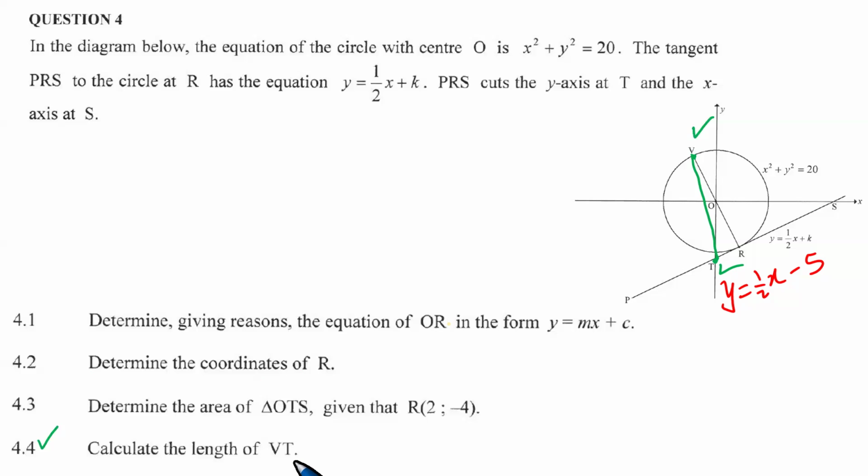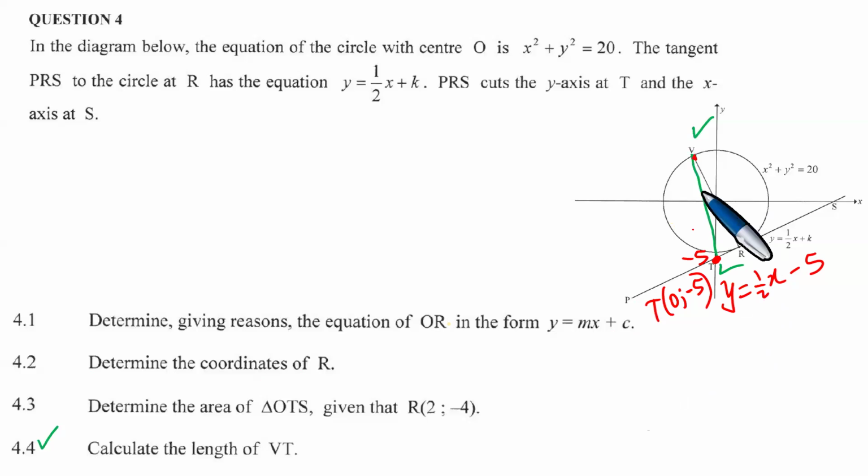To find the length of VT, we just need the coordinates of T, because we already know them: T is the y-intercept. So the y-intercept is -5. If this is -5 here, then the coordinates of T are x is 0 and y is -5. That we can see. This gives us the coordinates of the point T. We therefore just need the coordinates of the point V.